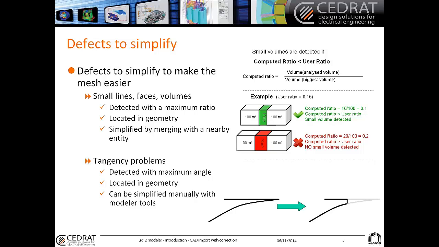Other defects we can simplify are tangency problems, as you can see here. The defects are detected with a maximum angle. It's the same philosophy as the small entities. We are able to locate it in the geometry, and the simplification has to be done manually with the modeler tools, but it is very easy. You can make a cut with a reference plane, for example.